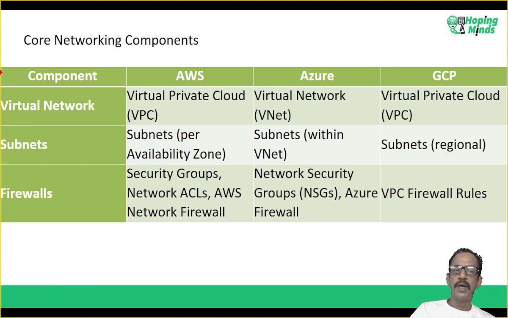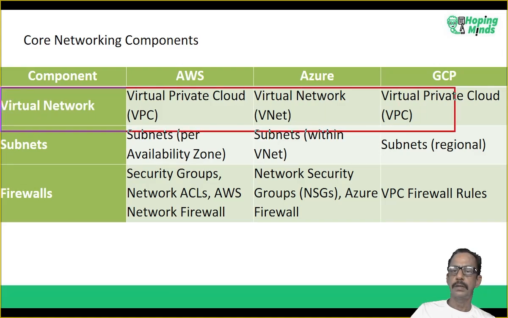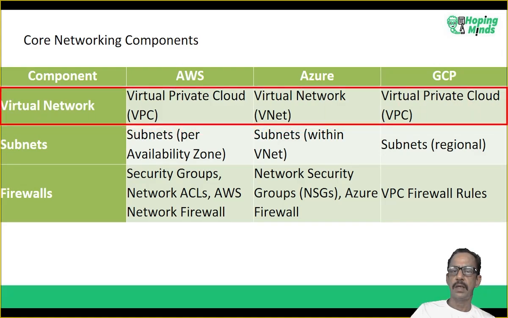So what are the different components we need to consider when we talk about networking? Very first is the VPC part. In AWS it's called VPC, in Azure it's called VNet, and in GCP, virtual private cloud, it's again called VPC. The second component is the subnet.